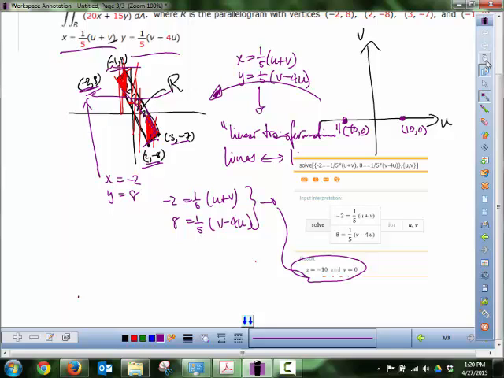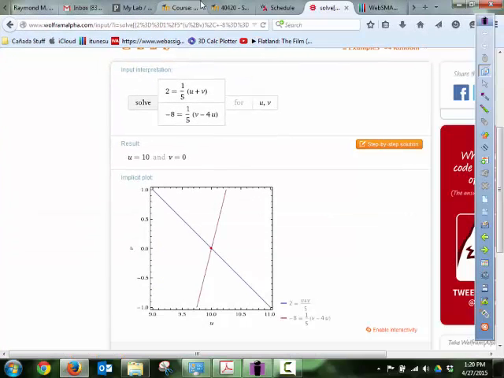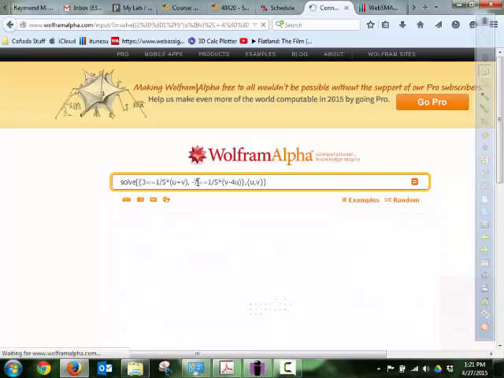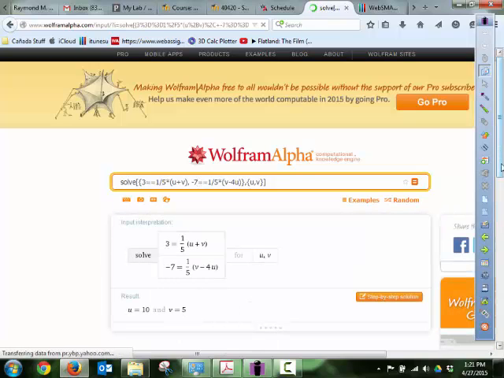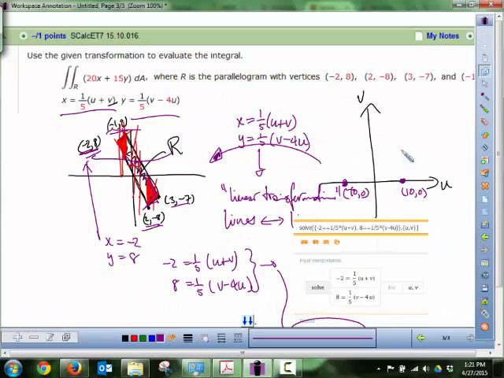All right, the other one is 3, negative 7. So back into Wolfram, x is 3, y is negative 7. That turns out to be 10, comma 5. Positive 10, comma 5. That's where 3, negative 7 came from.